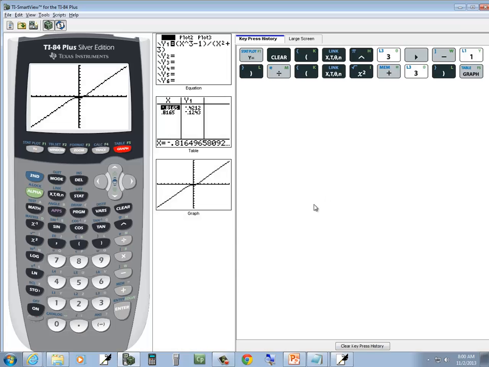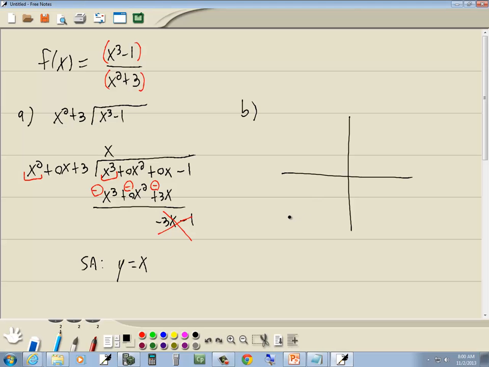And our graph, more or less, looks something like that right there. That's as good as I'm going to do by sketching it.